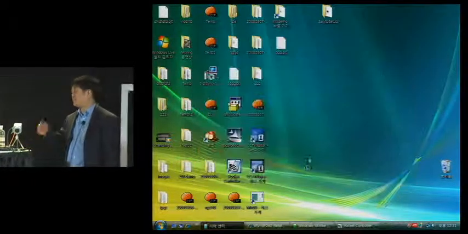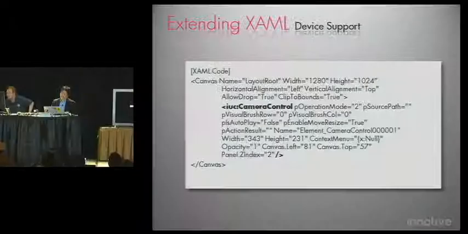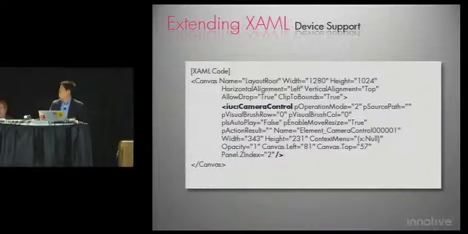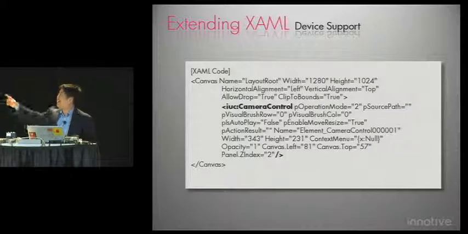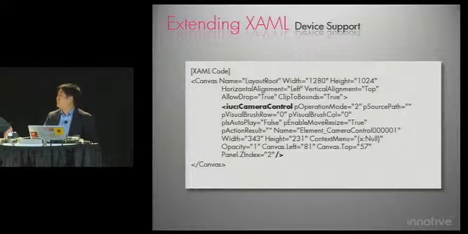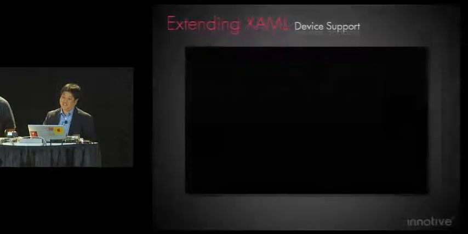So the key thing is, why did we extend XAML? Because it's really easy. As you can see here, it's only one line. The reason we extended XAML was that it's only one camera, and it's very simple code, and now we're able to extend XAML.